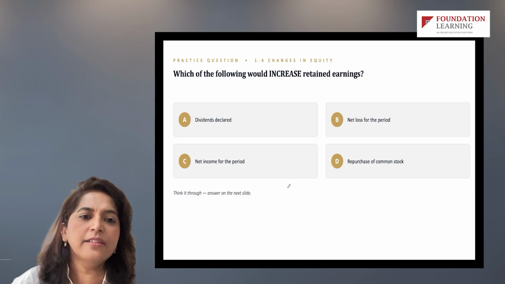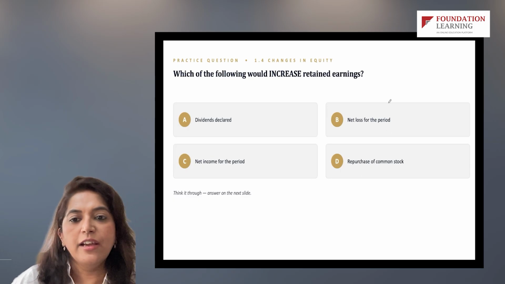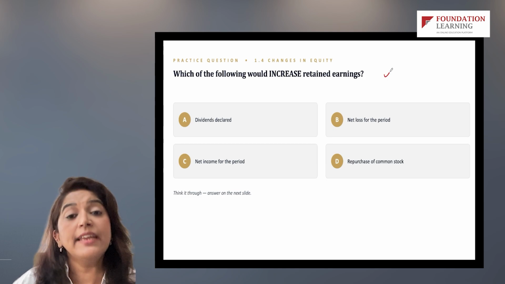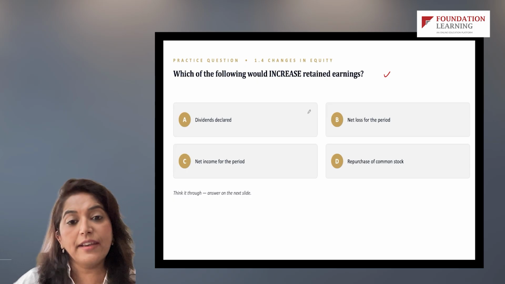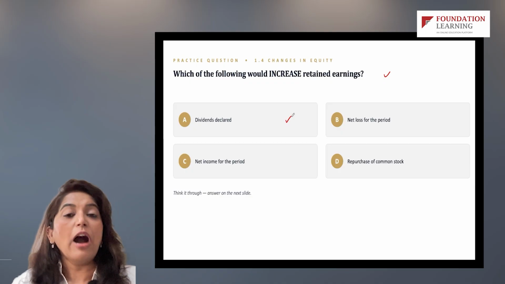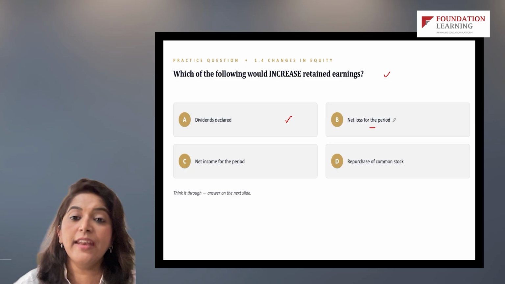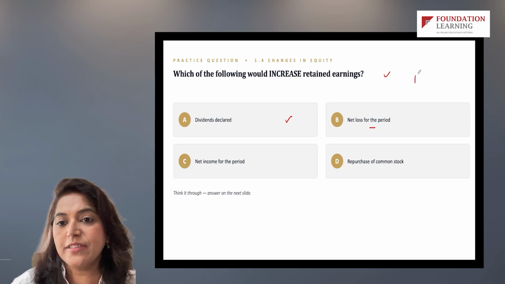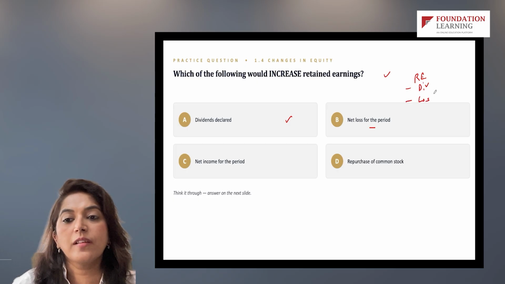Let's take a quick question. Which of the following would increase retained earnings, right? Which event increases retained earnings? So dividend declared, we saw that it will reduce the retained earnings because it's a declaration, it's an outflow for the company, it will reduce the retained earnings. Net loss, again it will reduce, right? So this is retained earnings minus dividend minus loss, right?